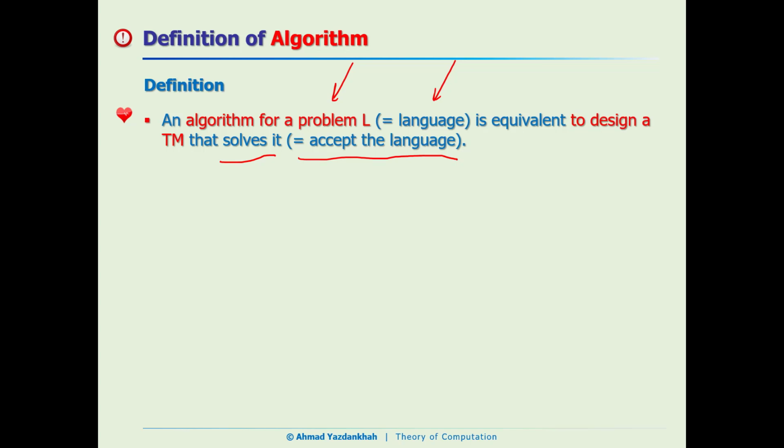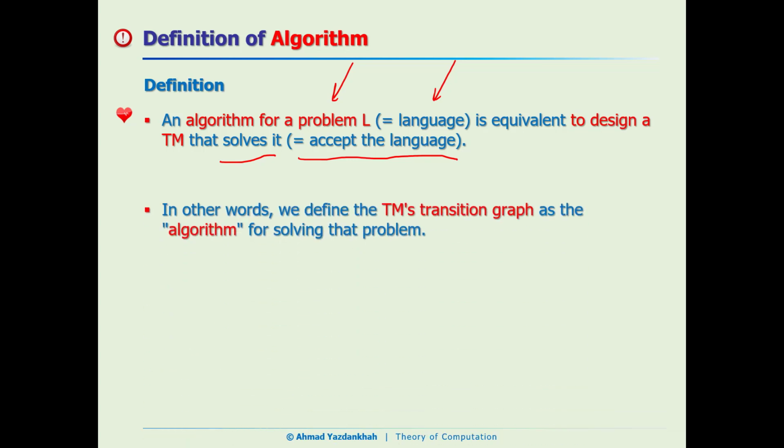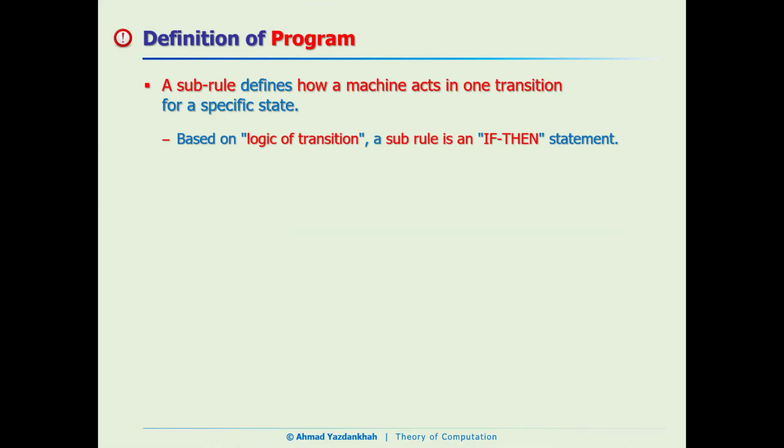So in other words, when we create a transition graph for a formal language, in fact, we are creating the algorithm. The next concept is the meaning of program for a Turing machine. When we have a subrule for a Turing machine, what does it mean? It means how the machine makes a decision to go or not to go from one state to another state. And we have learned that for every transition, we have in fact an if-then statement. So can we consider a subrule as a one-line program? Yes, it is a one-line program.